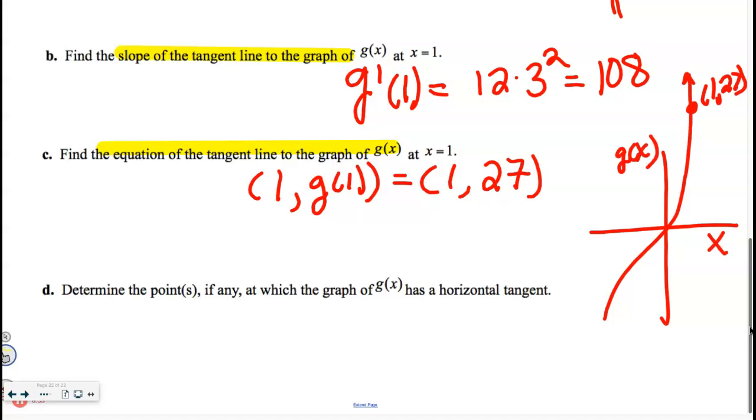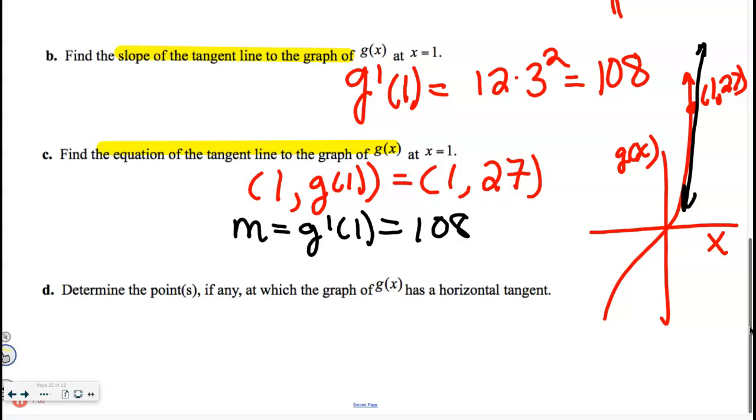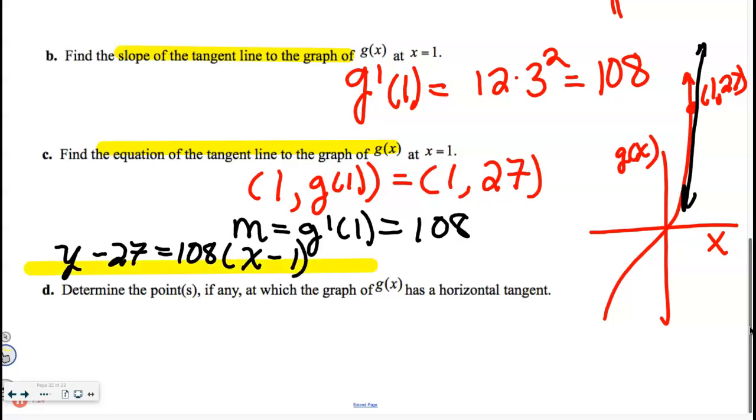I need now to find the equation of the tangent line, which means I now need the slope, which is the derivative there, which I already found to be 108. And now I do my point slope form. Y minus the y I know is equal to the slope there times x minus the x I know. Got a little delay in my writing, but that would be an equation for the tangent line.